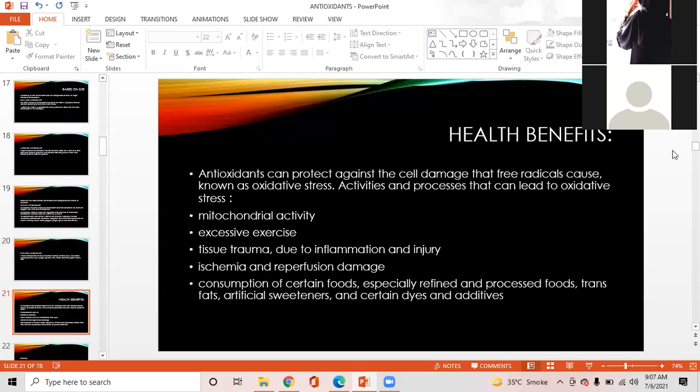Antioxidants can protect against cell damage. These are the health benefits of antioxidants against what free radicals cause, which is known as oxidative stress. Activities and processes that can lead to oxidative stress may be mitochondrial activity, excessive exercise, tissue trauma due to inflammation and injury, ischemia and reperfusion damage, consumption of certain foods, especially refined and processed foods, trans fats, artificial sweeteners, certain dyes, and additives.